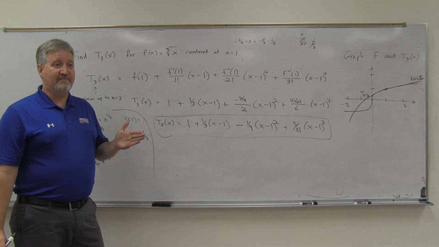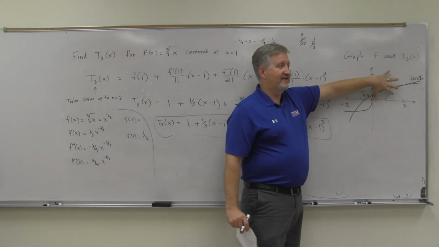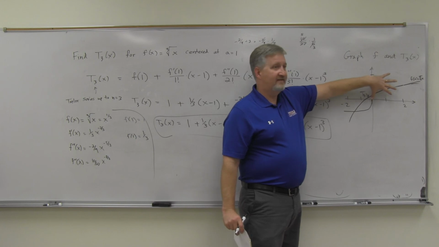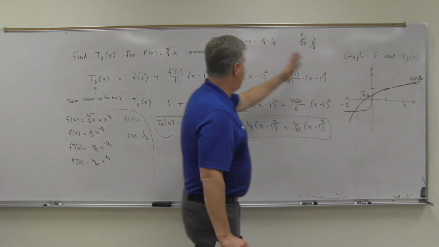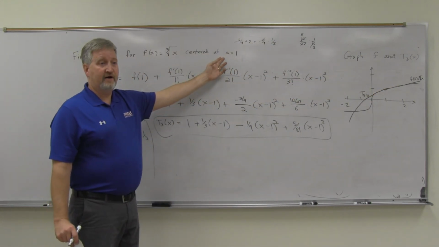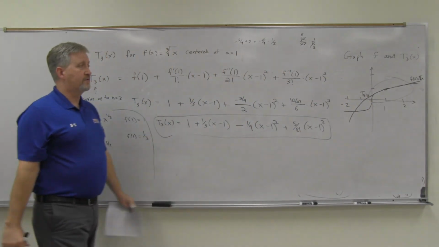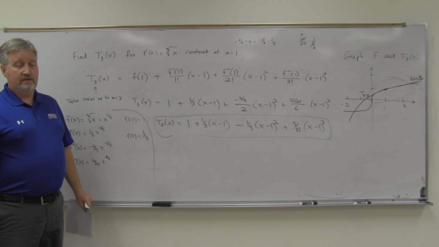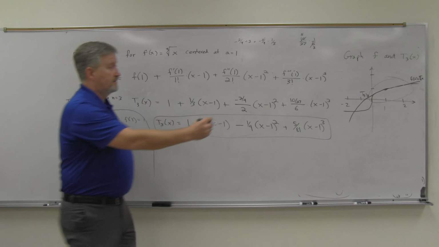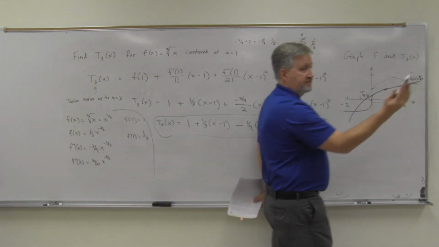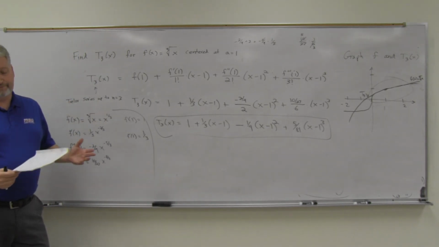But that was by design here, because why is it matching up right along in here? That's the first few points, T3. I centered this at a equals 1, right? That's x equals 1. So it makes sense that it would be lining up around x equals 1, because that's where I centered that thing. If I wanted it to match the curve in here more, I would just center it at 0, or wherever I wanted to center that at.